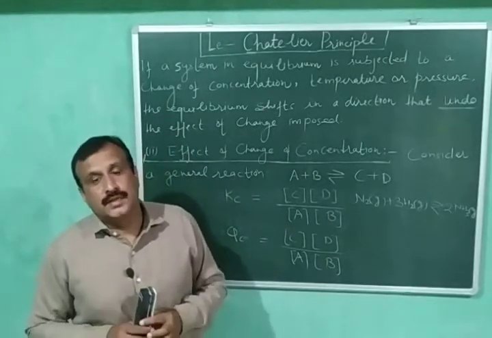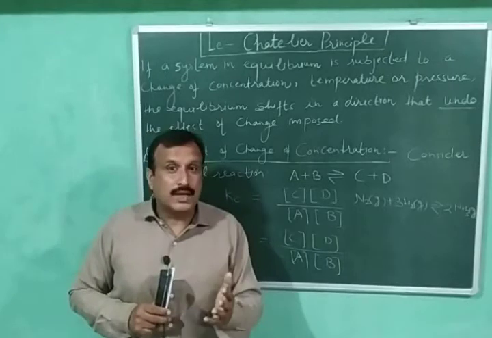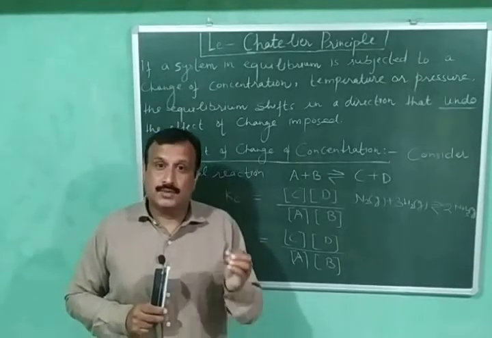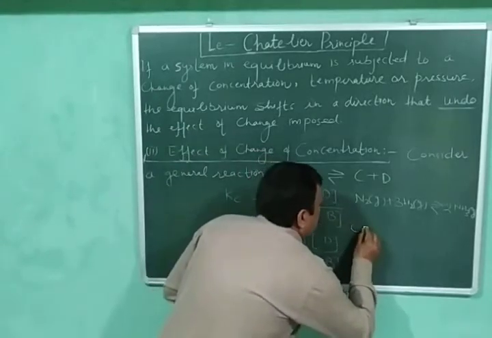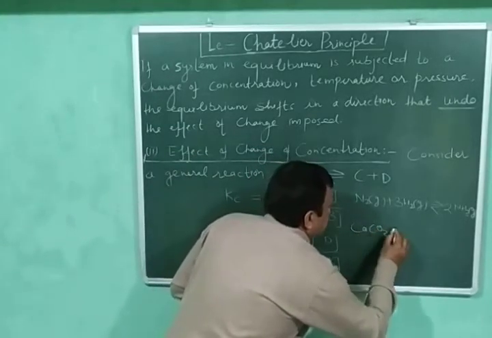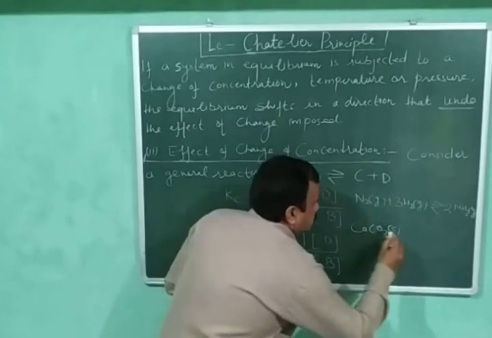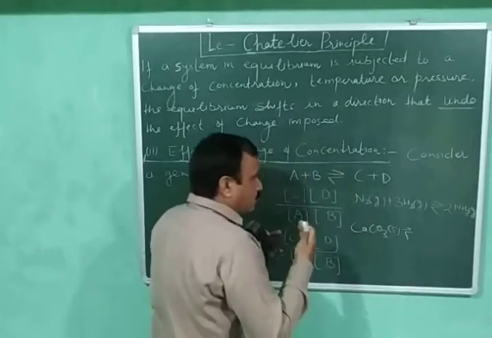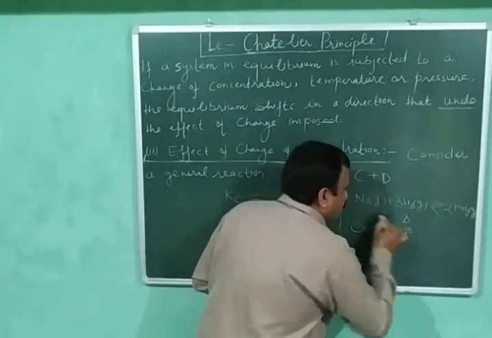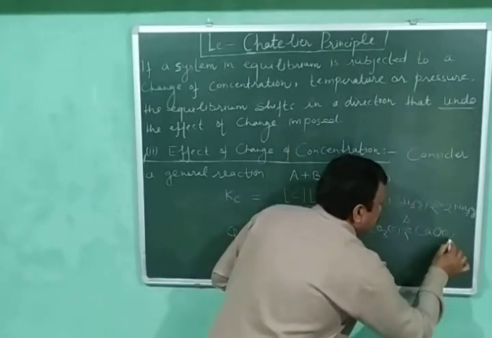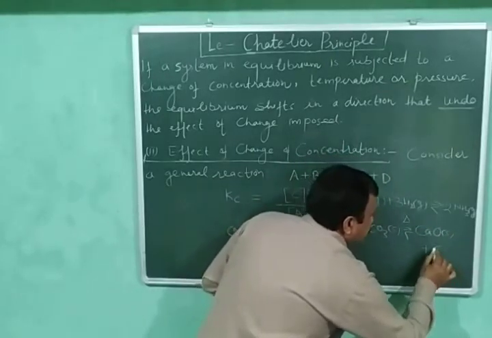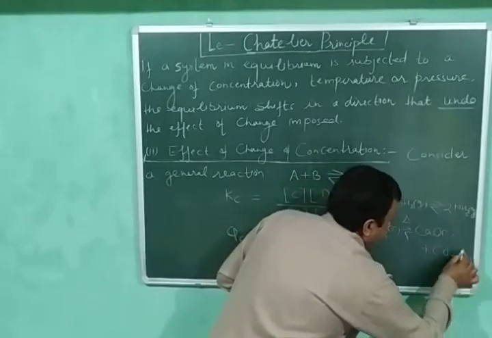Another example is the formation of calcium oxide by the decomposition of calcium carbonate. Let us write the reaction. Calcium carbonate decomposes in this way when we heat it, we get calcium oxide solid plus carbon dioxide gaseous.